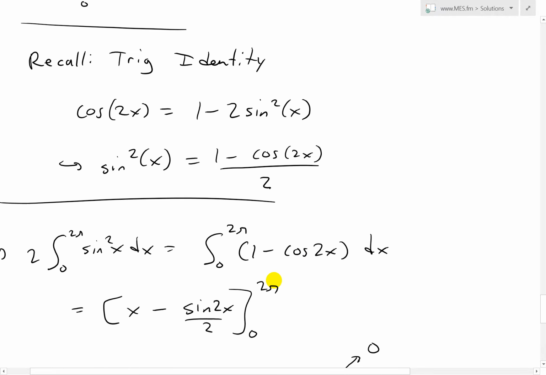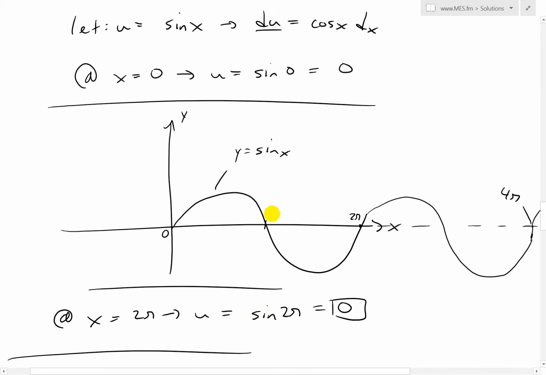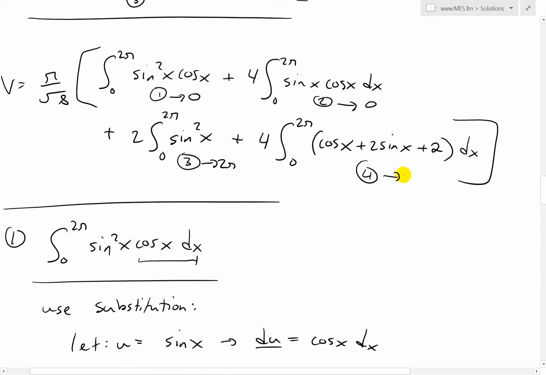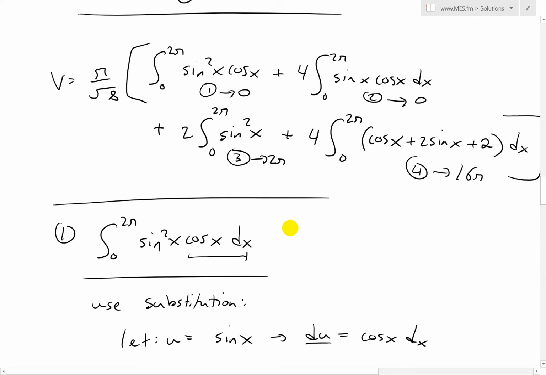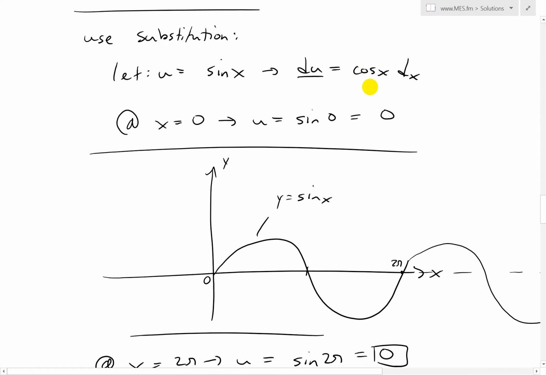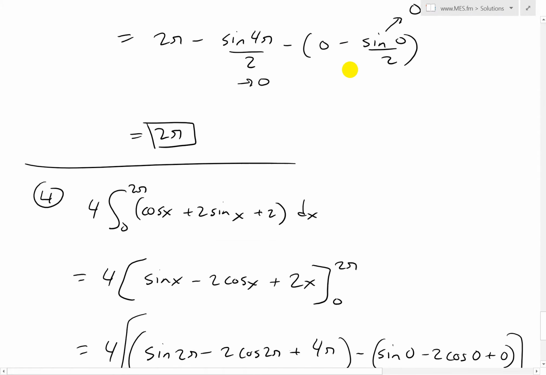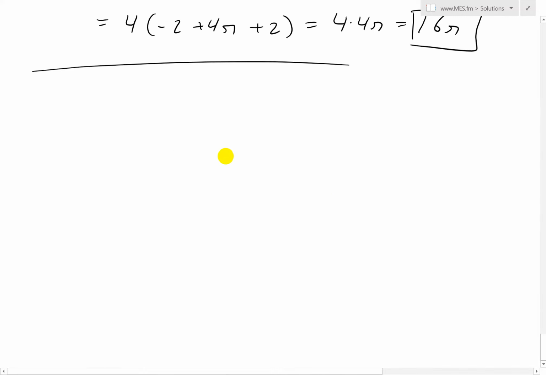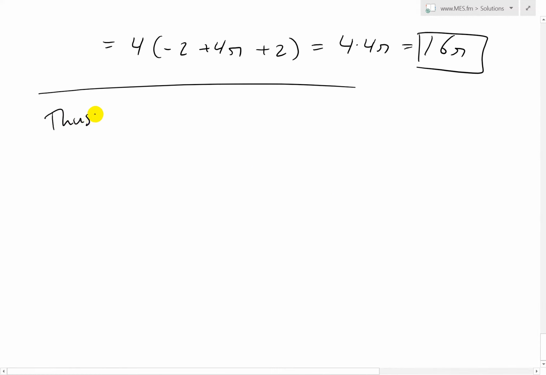So that's 16 pi. Let's scroll all the way back up and put that inside our integral. So the integral is going to be pi divided by square root 8 times 2 pi plus 16 pi. Basically we got our answer now. Thus the volume is equal to pi over square root 8 times 2 pi, because everything else is 0, plus 16 pi. Let's put this in regular brackets.